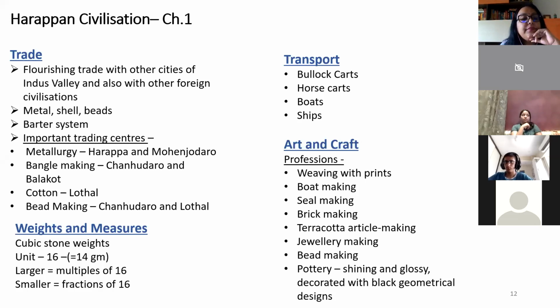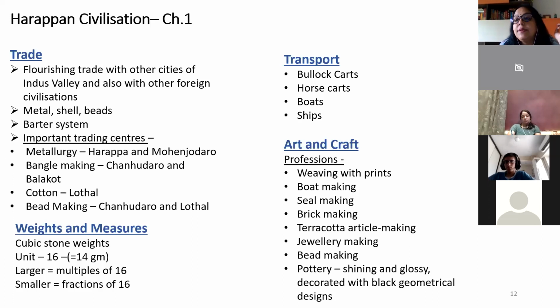Then cotton was produced in Lothal. Lothal was very famous for cotton and also trading. It was an important trade center because from all the cities they used to come to Lothal, and from there they used to load their things on the ship, and then go to Mesopotamia and sell their things. So Lothal was a very important city. Then bead making, I just explained to you how they made beads. Chanudaro and Lothal again were famous for making beads.